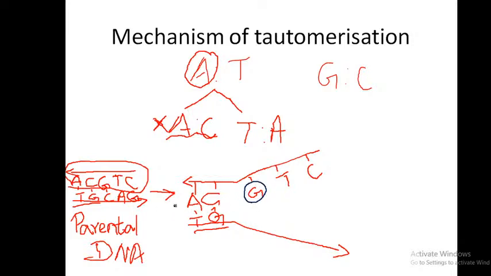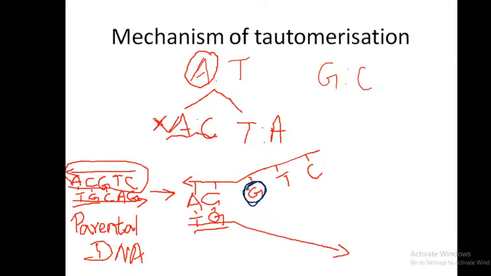This is a normal sequence. Parental strand I have written here, and this is undergoing replication. That is what is shown here. You have learned replication and all, so you have to keep those things in mind while listening to this. And here G has undergone tautomerization.